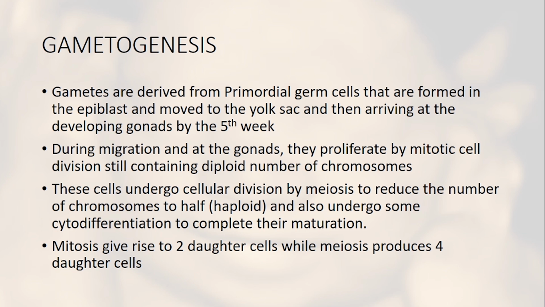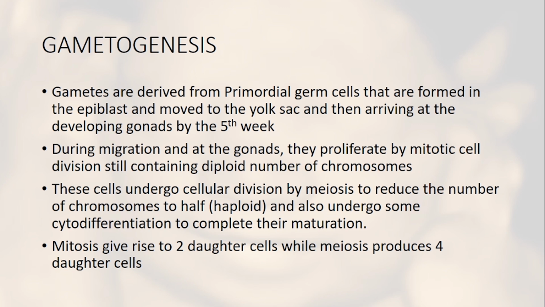Gametogenesis is the process by which these gametes are formed. The gametes are derived from the primordial germ cells, which are formed in the epiblast, and they move to the yolk sac, arriving at the gonads at about the 5th week. During this migration, the primordial germ cells begin to proliferate by mitotic cell division, still containing their diploid number of chromosomes. But when they get to the gonads, they begin to differentiate and then undergo meiotic cell division.